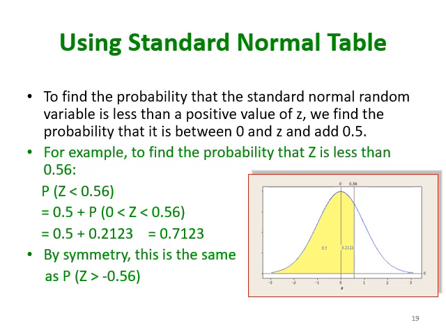Again, by symmetry, if we want to find the probability that Z is greater than -0.56, it will turn out to be exactly the same probability as this one, 0.7123, and I'm going to show it to you on the next slide.